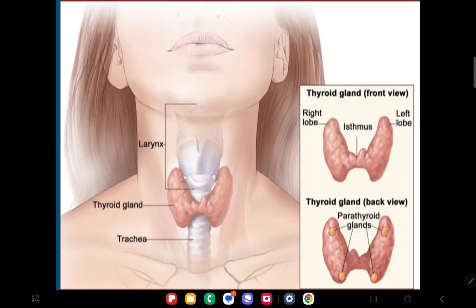Hyperparathyroidism can be diagnosed clinically if there is a swelling, or biologically or biochemically by seeing the calcium level, the parathormone level, the calcitonin level, and the bone density, the bone mineral density. How is it going on?